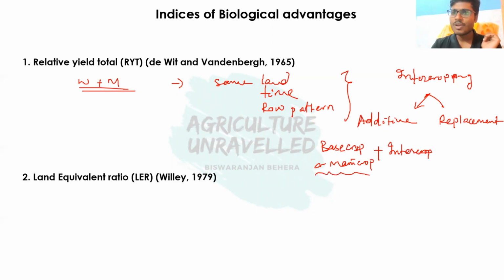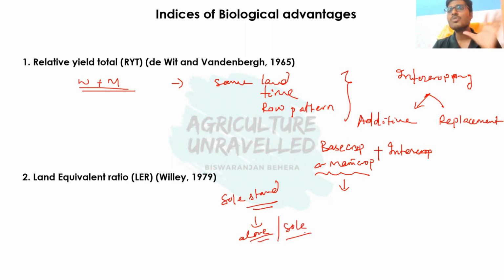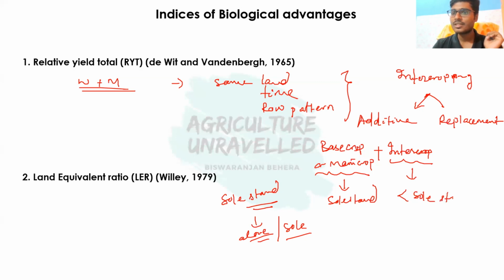In case of the base crop or main crop, the plant population is the same as the pure culture or sole stand. Sole stand or pure culture means the crop is grown alone, meaning only the wheat crop will be grown. That is the sole stand of wheat. So that is the base crop or main crop. Here the population of the base crop is the same as the sole stand. But in case of intercrop, the population is less than the sole stand.